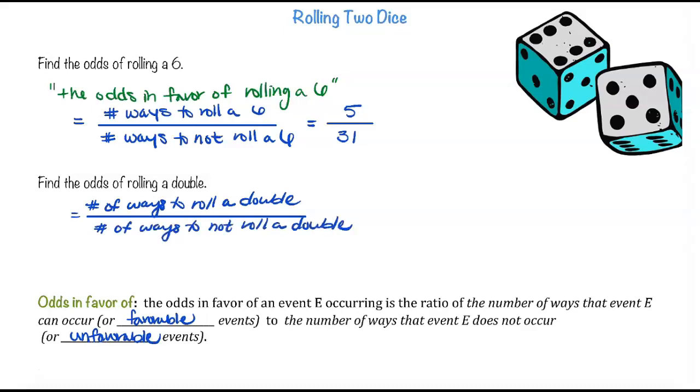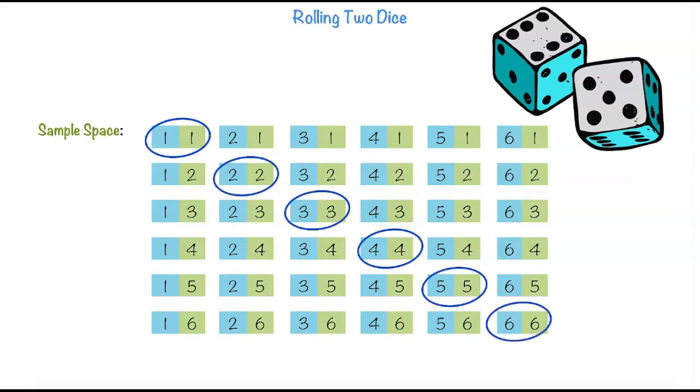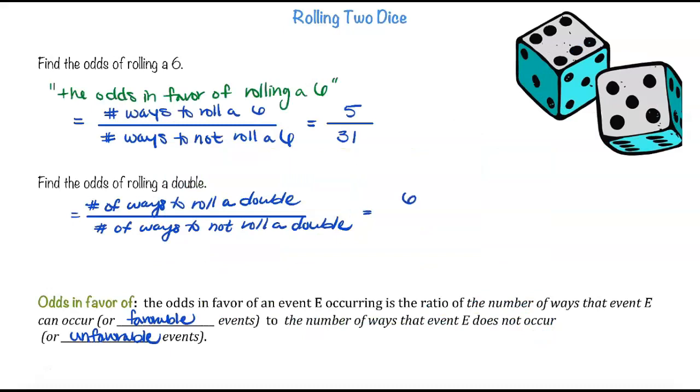Let's take another look at our sample space. A double means that the two dice land with the same number of dots up. So our options are to roll a 1-1, a 2-2, 3-3, 4-4, 5-5, and 6-6. So there's 6 different ways to roll a double. With 6 different ways to roll a double in the numerator and 36 total options, this leaves 30 ways to not roll a double. Reducing this fraction, we find that the odds in favor of rolling a double are 1 in 5. Let's look at a few more examples.